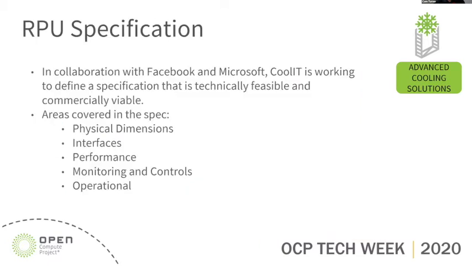Cool IT has been working with Facebook and Microsoft to define a specification for the RPU. We are prototyping solutions to ensure the specification is both technically feasible and commercially viable. Within the specification, the areas that are covered are the physical dimensions, the interfaces, performance targets, monitoring and control requirements, and operational requirements.